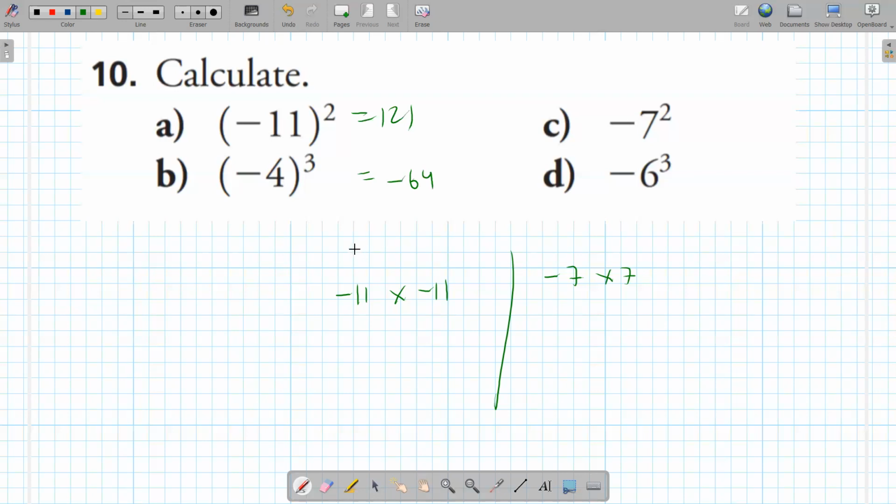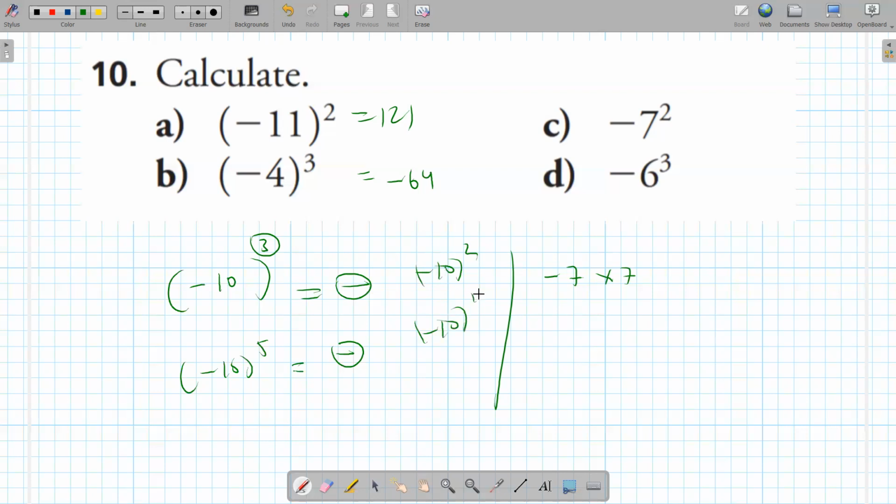Here's a quick thing, okay? It doesn't matter what the number is inside. If there's an odd powered exponent like this, it will always be a negative result. But if that exponent is even, like 10 to the power of 10, even numbers, then these will give you a positive result, okay? Look at C.